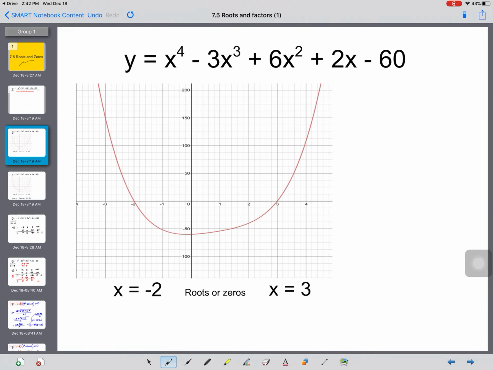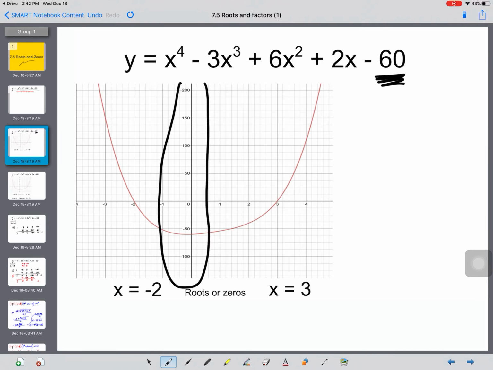Now you have to take a good look at the window here, because look at this thing. If you put in 0 for x, you're going to get a negative 60 y-intercept. So look what I had to do to the y-axis to be able to see this. Now the x-axis is only going out here to 5. So I had to play around with this to be able to see what was going on.